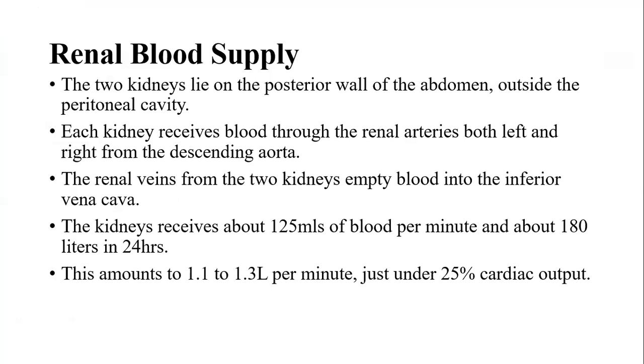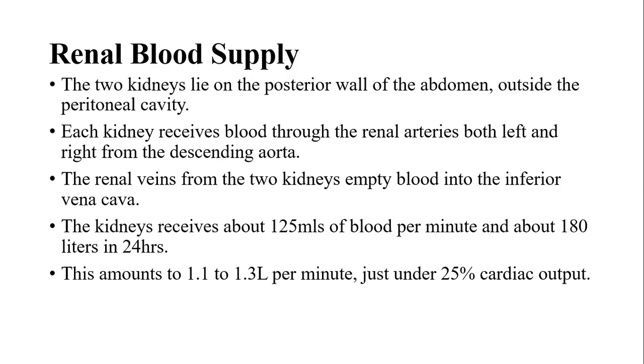Now, renal blood supply. The two kidneys lie on the posterior wall of the abdomen outside the peritoneal cavity, which is known as the retroperitoneal. Each kidney receives blood through the renal arteries, both left and right, from the descending aorta. The renal veins from the two kidneys empty blood into the inferior vena cava, which we did discuss in the anatomy.